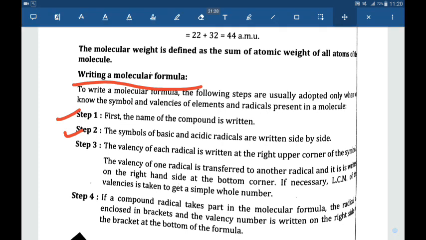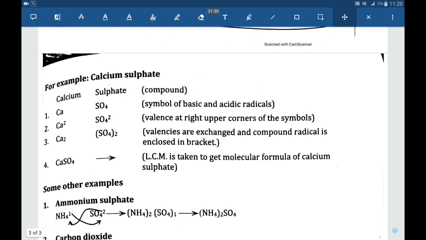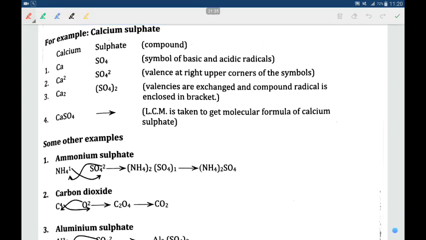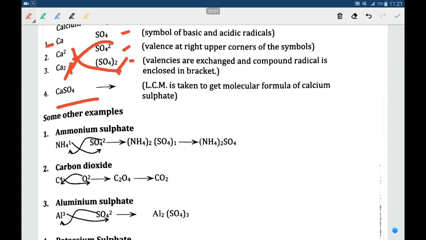Now let's see down. Here are given some molecular formulae, like how to write the molecular formula of calcium sulfate. First, Ca is written, then SO4. Valency of Ca is 2, SO4 is also 2. Now this 2 goes here and 2 and 2 cancel. Now CaSO4 balance. Molecular formula of CaSO4.